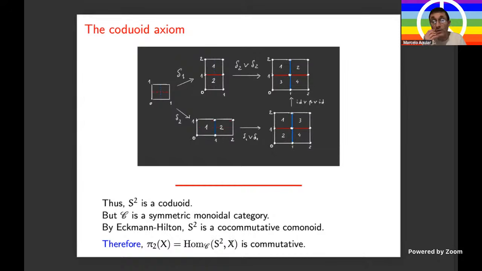And so where does Eckmann-Hilton enter here? What happens is that S2 is naturally a coduoid. This is what you see. You don't see the co-commutativity, but you do see the axiom for a coduoid. And because we're dealing in this case with a braided monoidal category, our duoidal category is a braided monoidal category, you can apply Eckmann-Hilton and conclude that the coduoid is in fact a co-commutative comonoid. And that's the key for deducing the commutativity of the second homotopy group.